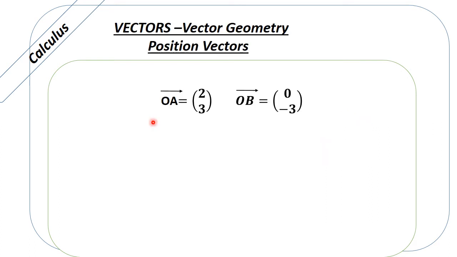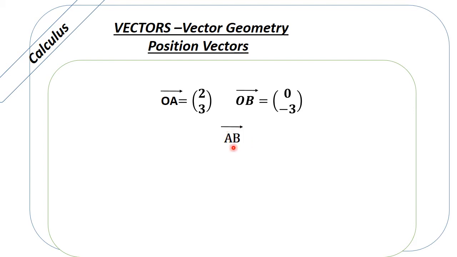So let's say we have these vectors, position vector OA is (2, 3) and OB is (0, -3). How can we find vector AB? We know this vector starts from O and ends at A, this one starts from O and ends at B, but they want us to find a position vector that starts from A and ends at B.